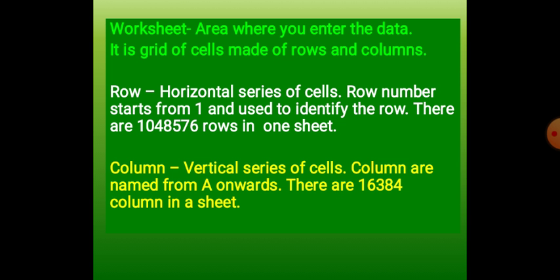And a column is a vertical series of cells. Columns are named from A onwards, and there are 16384 columns in a sheet. When we have to select the complete column, children, we click on the column letter like A, B. The complete column we can select.